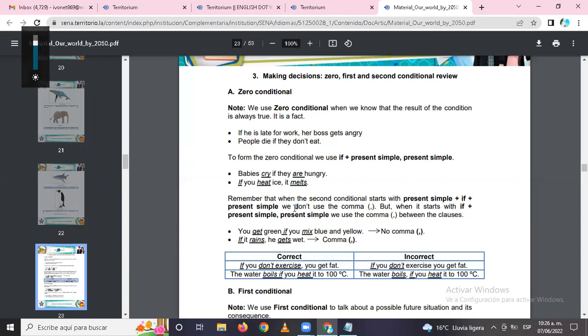Remember that when the second clause starts with present simple plus if plus present simple, we don't use the comma. The same recommendation we had before. You get green if you mix blue and yellow. If it rains, he gets wet.